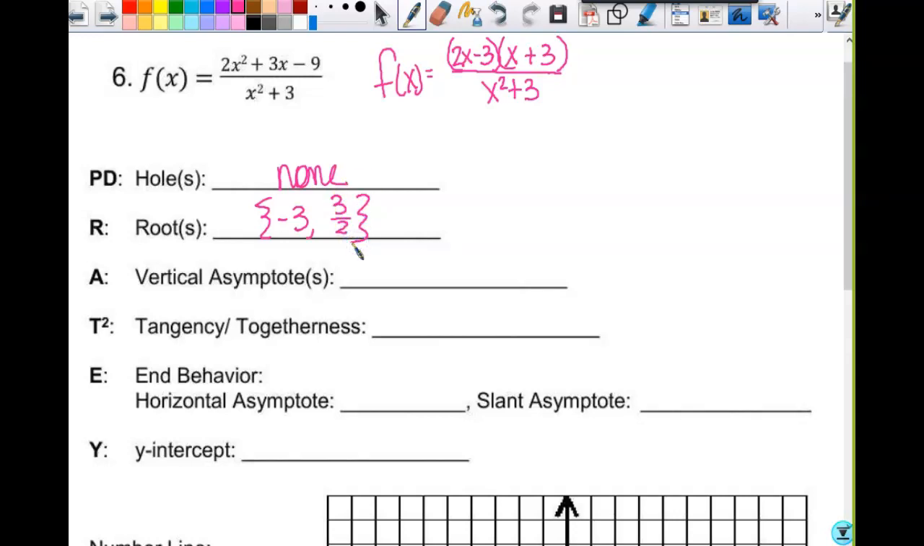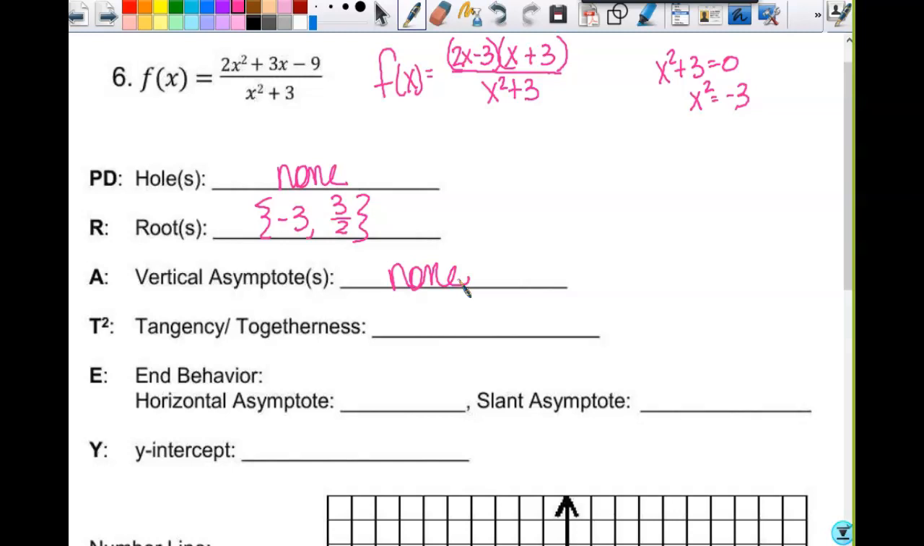Vertical asymptotes come from the denominator. So I have a variable in the denominator, but if I set x squared plus 3 equal to 0, then I get x squared equals -3, and then I would have imaginary numbers, and I can't have imaginary asymptotes, so basically I don't have any vertical asymptotes. This is none.